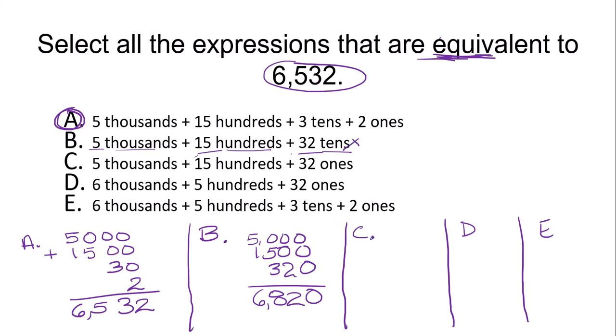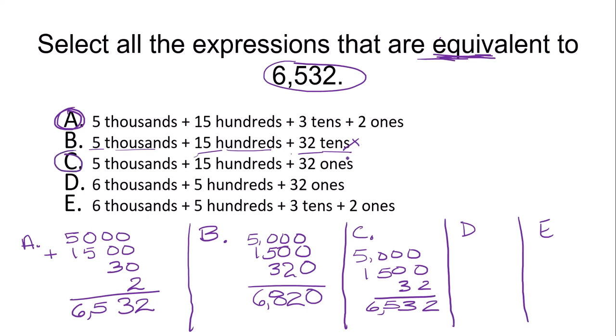6,532. So let's try C. 5,000 again, plus 1,500s, plus 32 ones. 32 ones. Would that work? Let's see. 2, 3, 5, 6. 6,532. Yes, C would work.